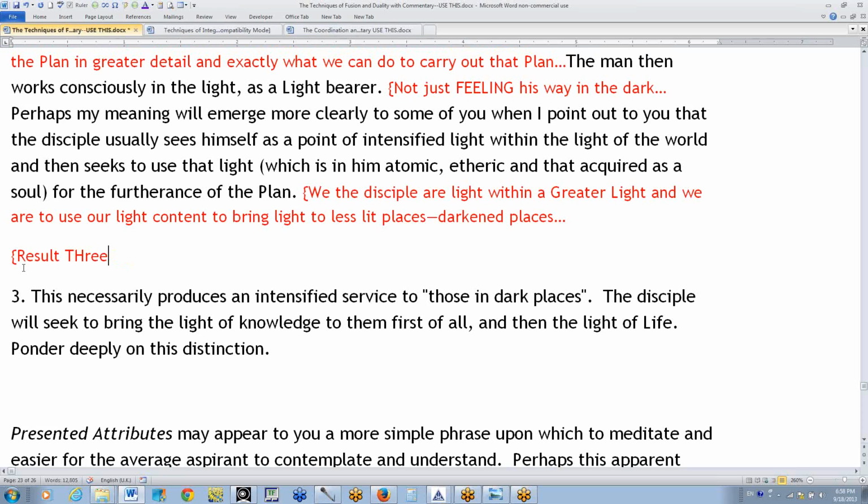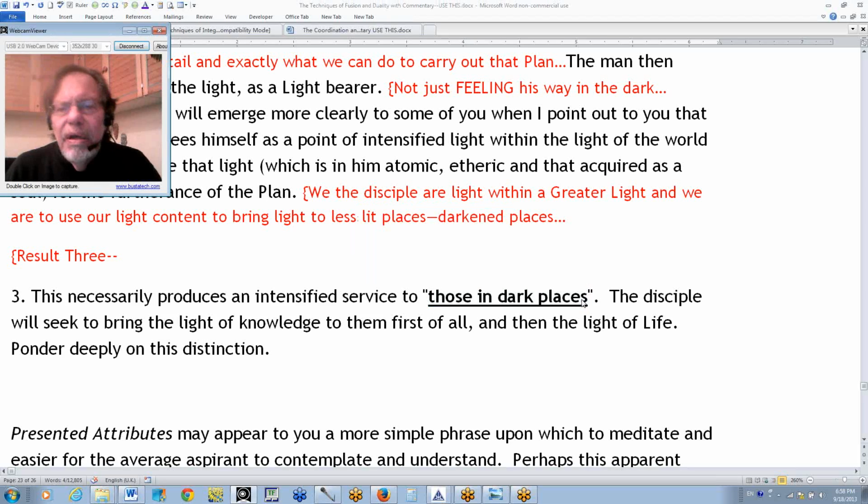This necessarily produces an intensified service to those in dark places. Well, if you think about the Christ, he is the light of the world, and he came to give light to the darkness, but the darkness comprehended it not. And many of us may feel, as we're speaking of the ageless wisdom, that we are the voice crying in the wilderness. We may feel that way. The disciple will seek to bring the light of knowledge to them first of all, and then the light of life. And we have to ponder on this distinction.